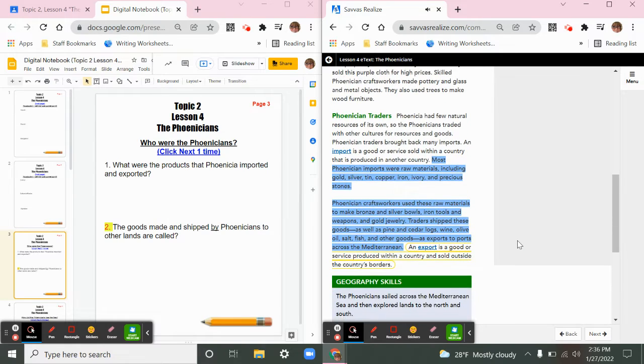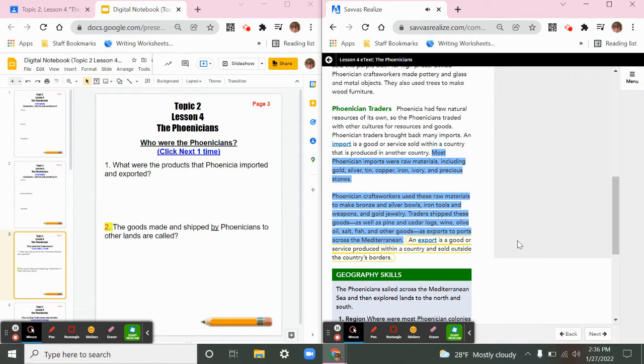Phoenician traders. Phoenicia had few natural resources of its own, so the Phoenicians traded with other cultures for resources and goods. Phoenician traders brought back many imports. An import is a good or service sold within a country that is produced in another country. Most Phoenician imports were raw materials, including gold, silver, tin, copper, iron, ivory, and precious stones.